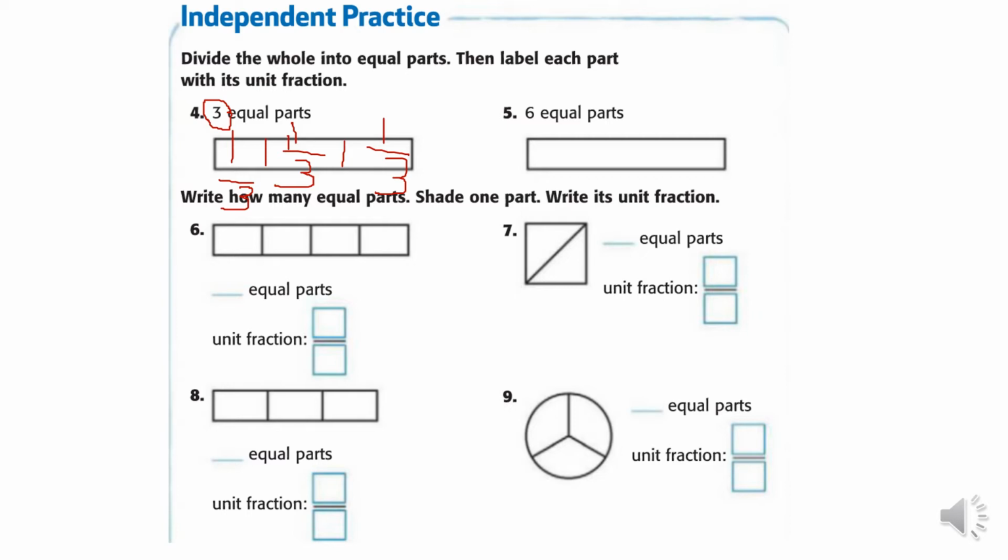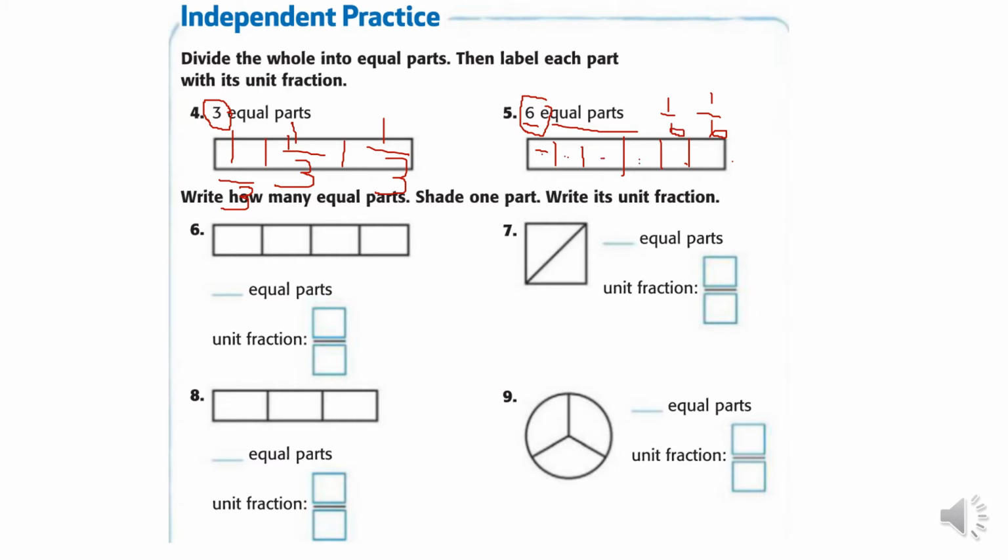Number 5, 6 equal parts. They're asking you to divide it into 6 equal parts. You're gonna write 1, 2, 3, 4, 5, and 6. Let's count them. 1, 2, 3, 4, 5, and 6. You're gonna put the unit fraction with a 6 under the line. 1/6, 1/6, etc., on each part.